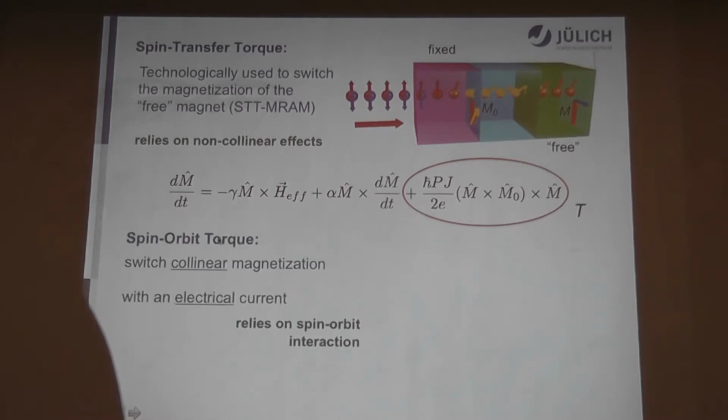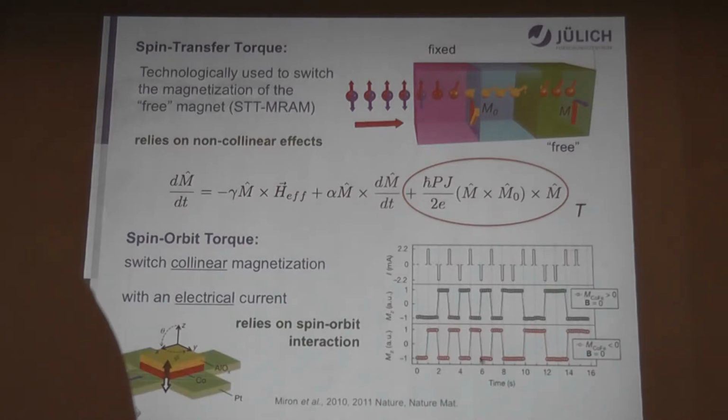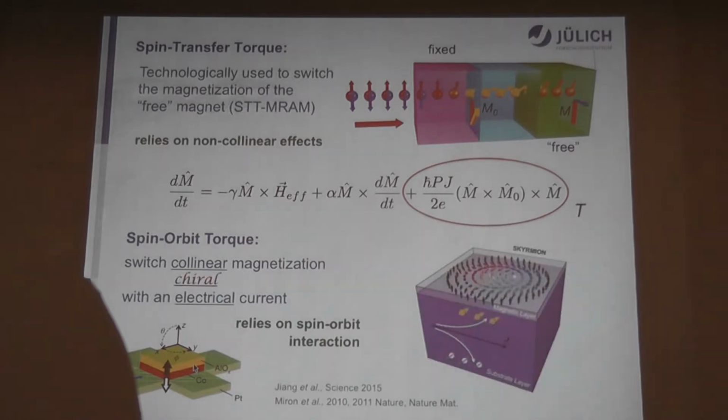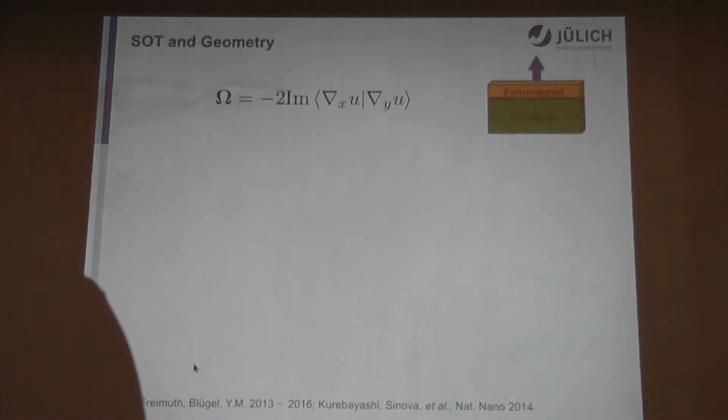Now, within the phenomenon of spin-orbit torque, we can actually switch the collinear magnetization in a ferromagnet just by applying an electric field. And this is an effect which relies purely on spin-orbit interaction. Actually, the deterministic switching of the magnetization in systems of this type, like a thin layer of cobalt deposited on a heavy substrate, with reasonable current densities, has been demonstrated. And even recently it was suggested that you can use this spin-orbit torque effect to move chiral structures, such as skyrmions.